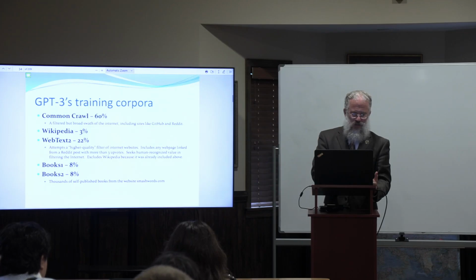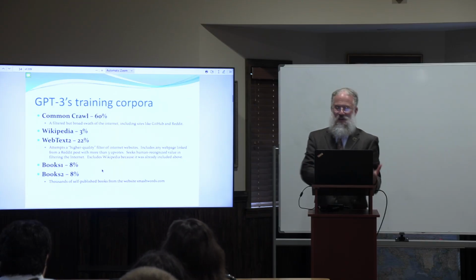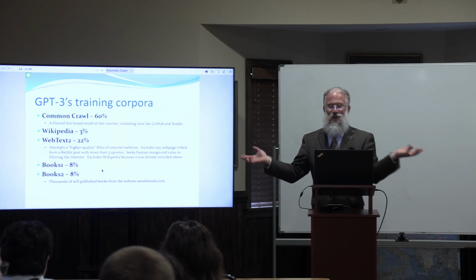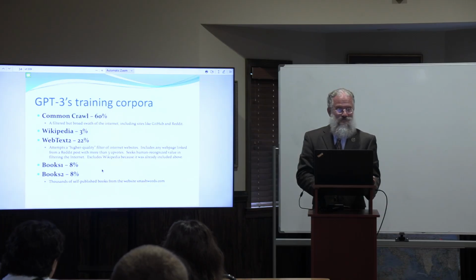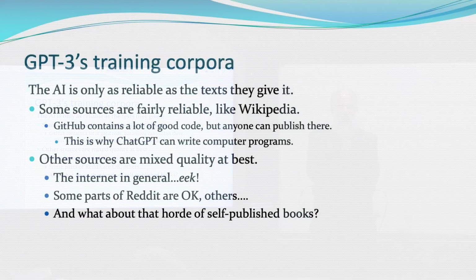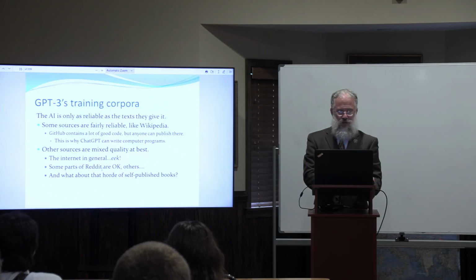And then another 16% total, Books 1 and Books 2, these two corpora are thousands of self-published books from the website smashwords.com, where you can go and publish your own book. So the AI is only as reliable as the training text that they give it. And some of those sources are fairly reliable. I mean, people like to kick Wikipedia, but many things I find on Wikipedia are perfectly reliable, insightful things. And if they're doing it right, it's all referred back to primary sources.